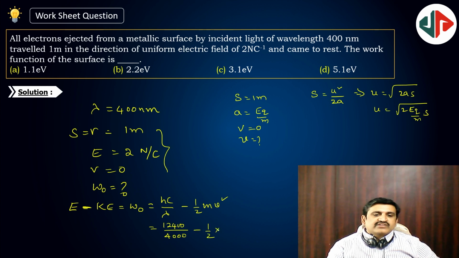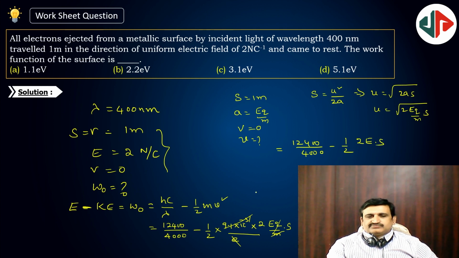Minus half m value 9.1 into 10 to the power of minus 31. Velocity is square root of 2 eV by m into s. The m gets cancelled by the electron energy, so this e also gets cancelled. So happily you can calculate simply 12,400 by 4,000 minus half of 2, also will go, 2E into S.